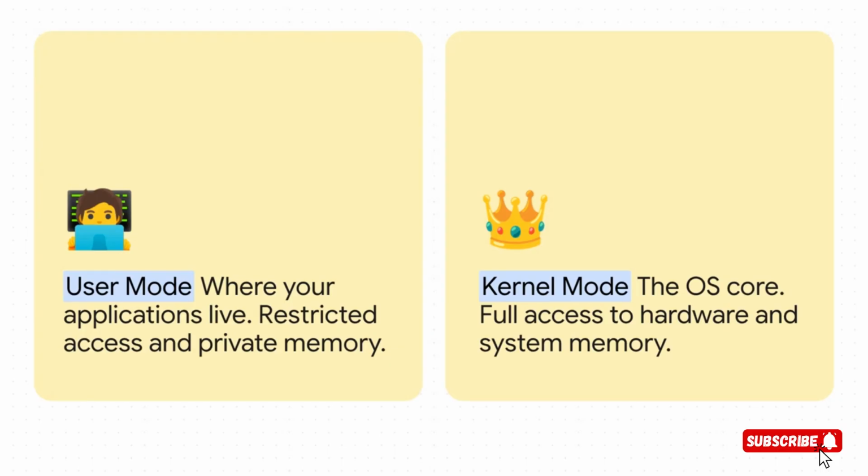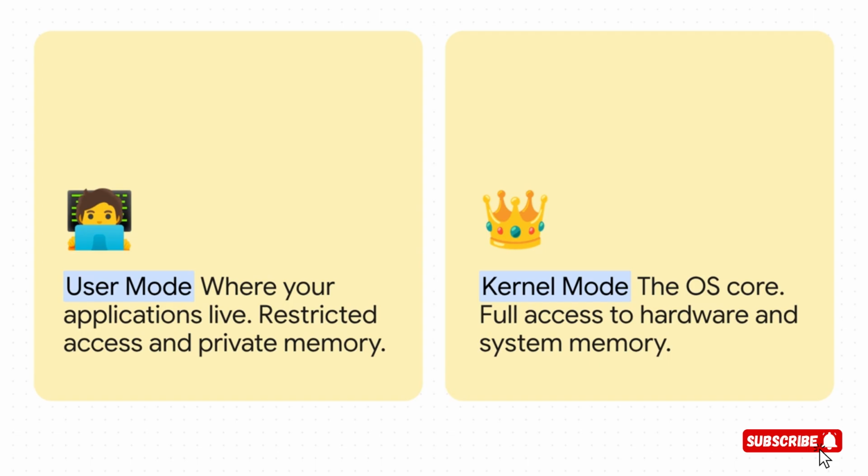Well, think of user mode as a sandbox. Your applications are isolated. They have their own private memory, and they can't just reach out and mess with the hardware directly. Kernel mode, though, that's the kingdom. It's got the keys to everything. For an app to get anything important done, it has to respectfully ask the kernel by making what's called a system service call.